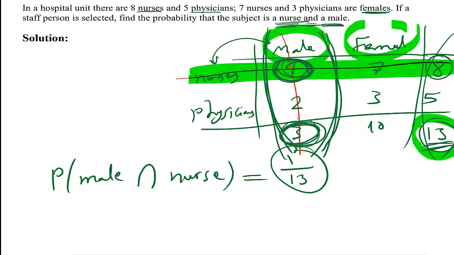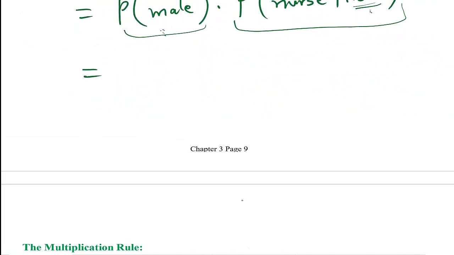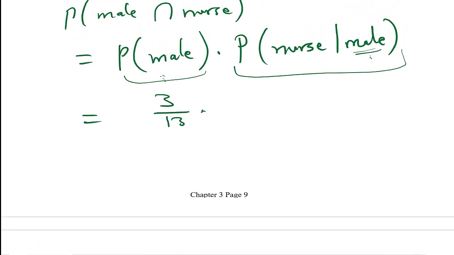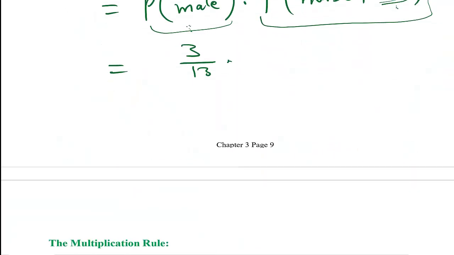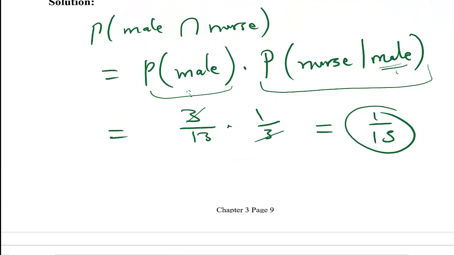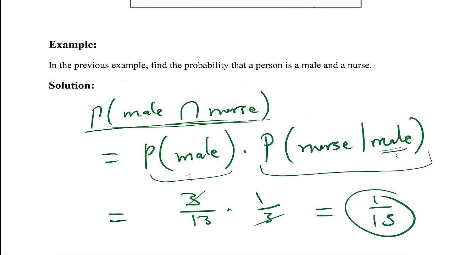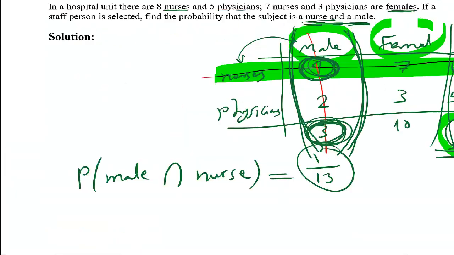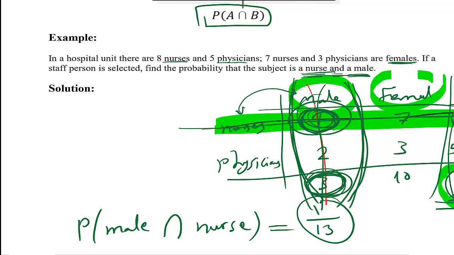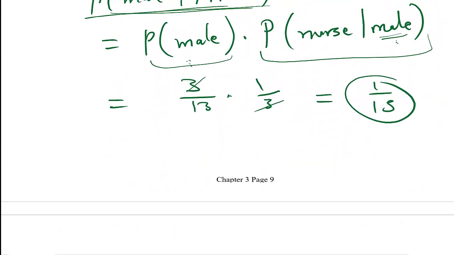The probability of male is just the number of males divided by the total number, which is 3 divided by 13, multiplied by the probability of nurse given male. The probability of nurse given male, we just found, is 1 over 3. So the answer is just 1 over 13. We can answer this question directly from the table, but I use here the conditional rule. I mean, the probability of male intersect nurse is 1 over 13. So you can answer this directly, but again, I wanted to explain the conditional rule in another way.